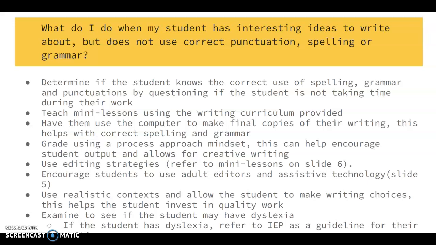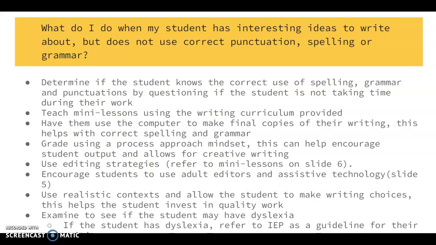Teach mini lessons using the writing curriculum provided. Have them use a computer to make final copies of their writing. This can help them by using correct spelling and grammar. There's spell check and Grammarly these days, which is great. Grade using a process approach mindset. This can help encourage student output and allows for creative writing.